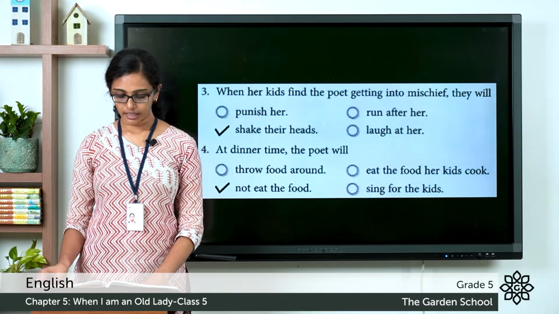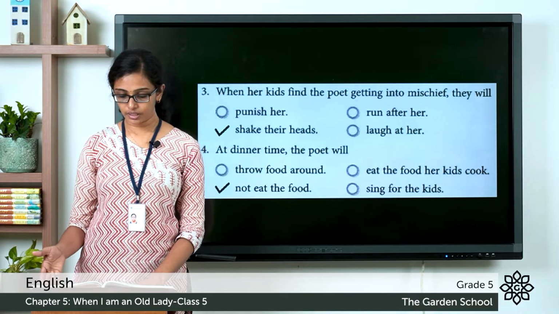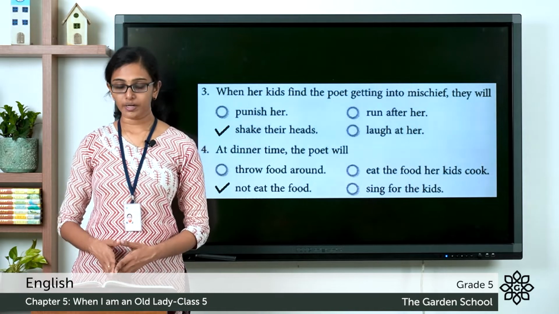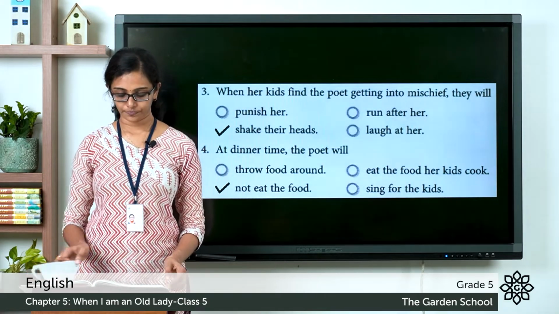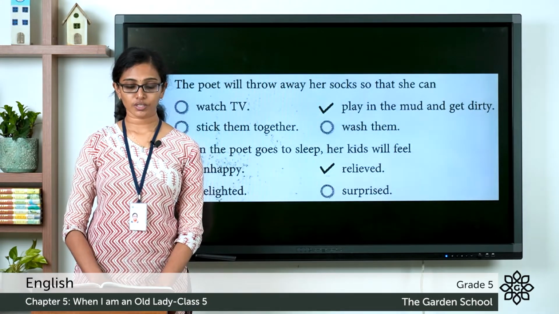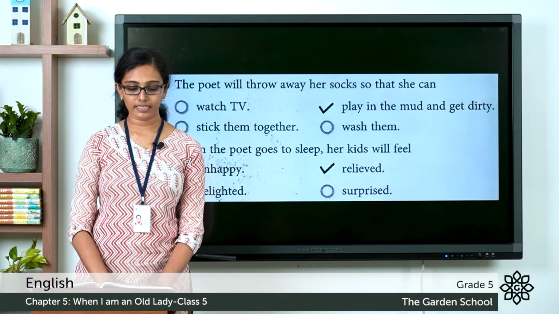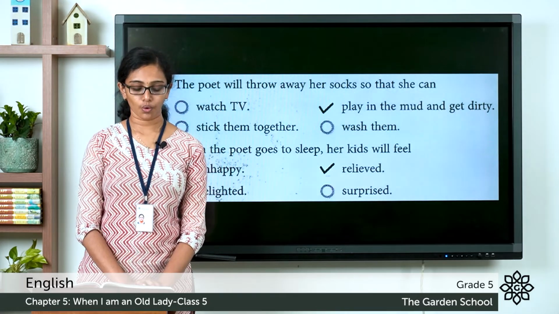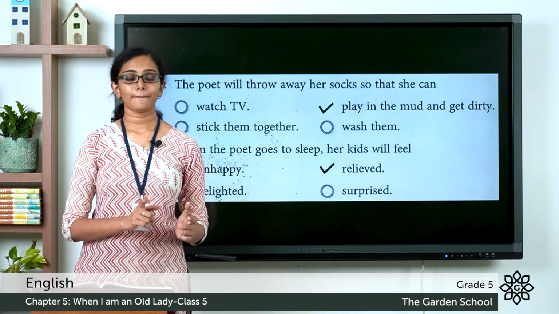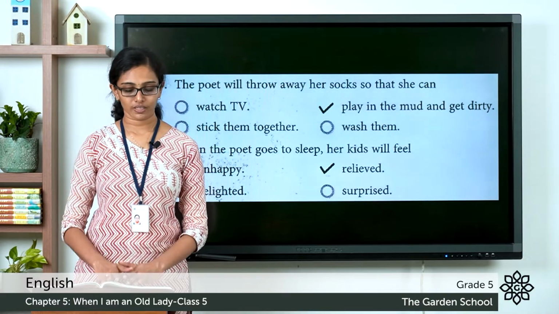At dinner time, the poet will throw food around, not eat the food her kids cook or sing for the kids. At dinner time, the poet will not eat the food. Let's see the next one. The poet will throw away her socks so that she can, is it watch TV, play in the mud and get dirty, stick them together and wash them. The poet will throw away her socks so that she can play in the mud and get dirty just like her kids when they were small.